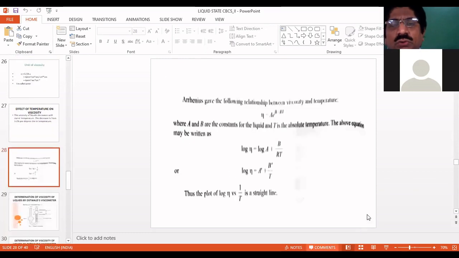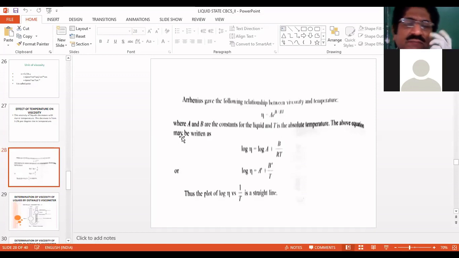Now, here we have to derive an equation for this. This is based on the Arrhenius equation. Eta, that is the viscosity, is equal to A times the exponential term, e raised to B upon RT, where A and B are constants for the liquid and T is the absolute temperature.